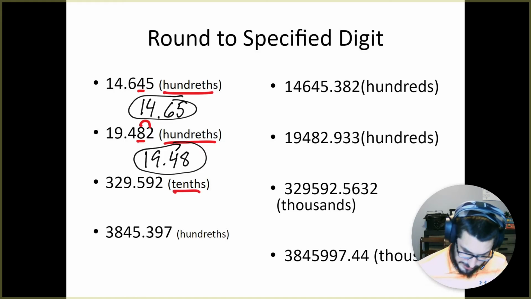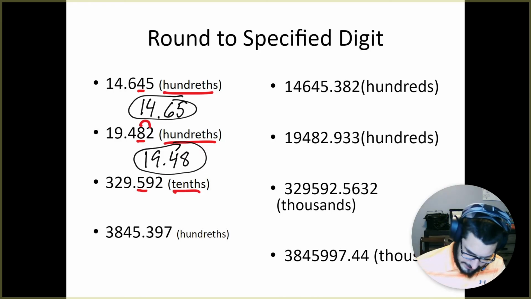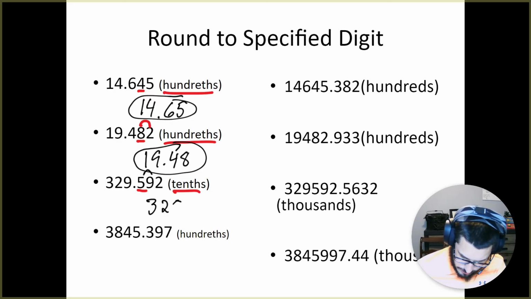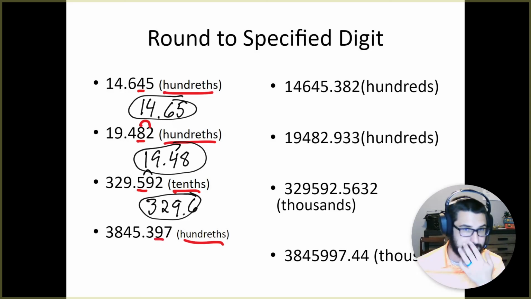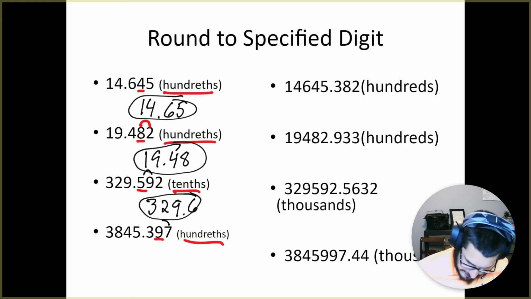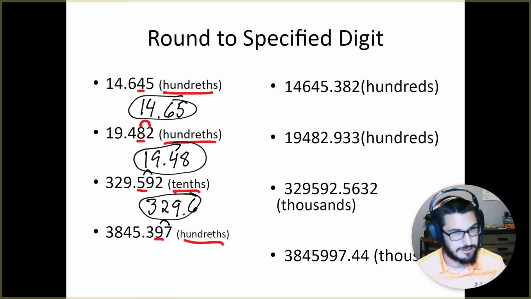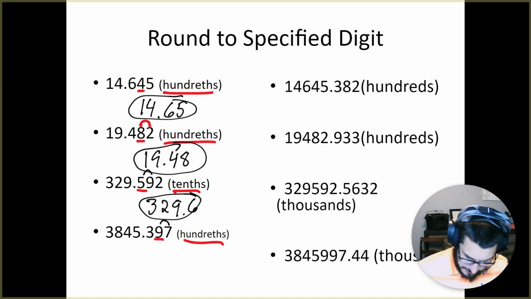Next is tenths place. Tenths place is the first decimal after the decimal point. Then that 9 is going to round that 5 up. So 329.5 is going to become a 6. Hundredths, we've got the second decimal after the decimal point. 7 is going to round that 9 up. Because it's a 9, it'll round to a 10, making that, instead of 39, it'll be 40. So 3845.40.